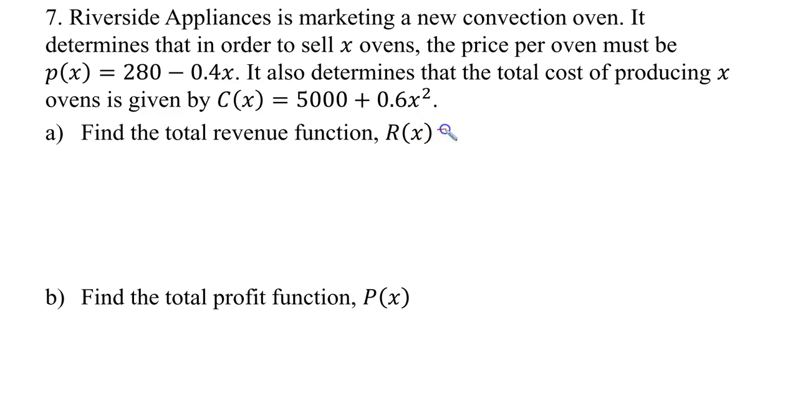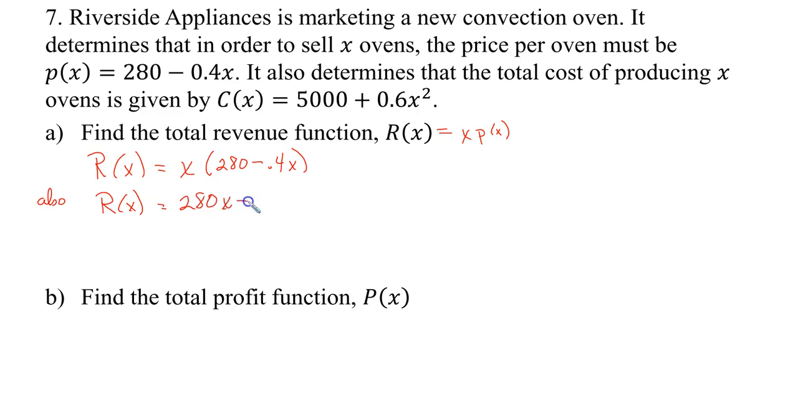Well, if you recall from a previous slide, revenue is equal to X times P of X, since we're given a price function and we're talking about selling X ovens. So our revenue function then, and this is all this problem wants me to do, is X times 280 minus 4/10 X. Now you can also go ahead and multiply this out if you'd like to. I probably would. This is 280X minus 4/10 X squared.